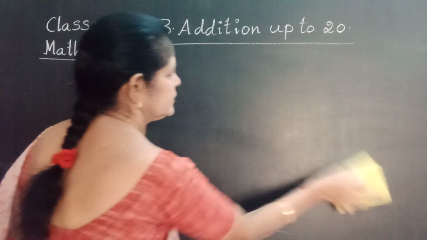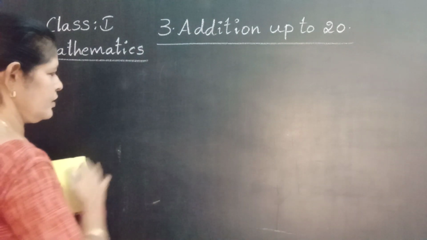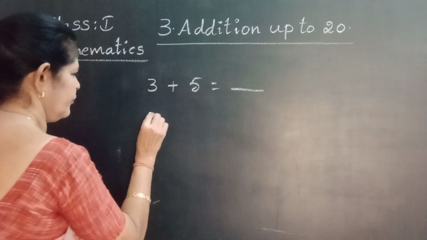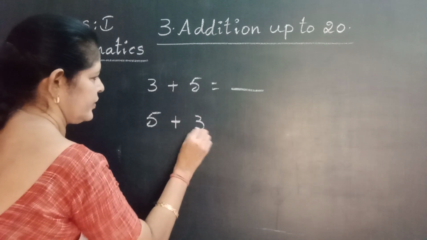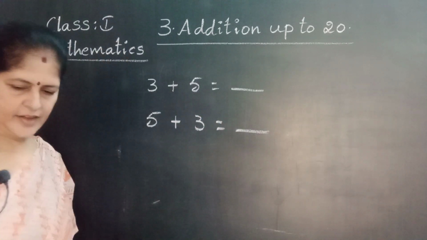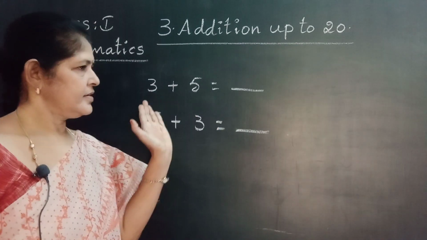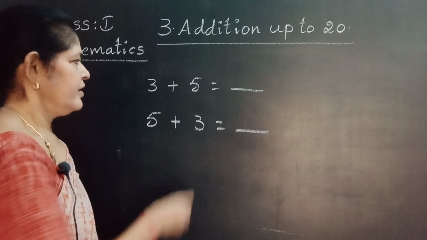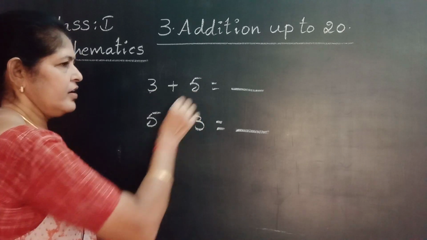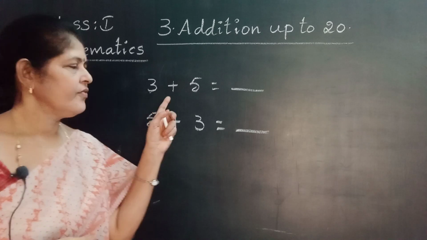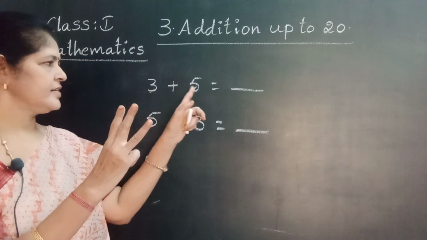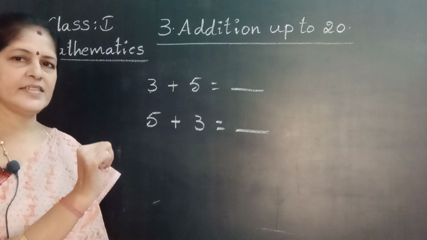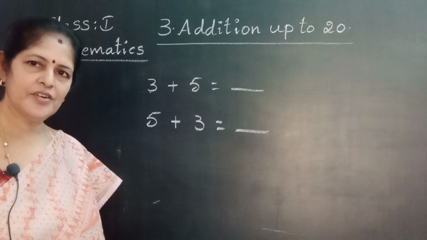Next one. 3 plus 5. 5 plus 3. Horizontal addition. We are adding numbers, writing them one after another, side by side. Now first adding 3 plus 5 using fingers. Take 3 fingers. 5 after: 6, 7, 8. 3 plus 5 equal to 8.